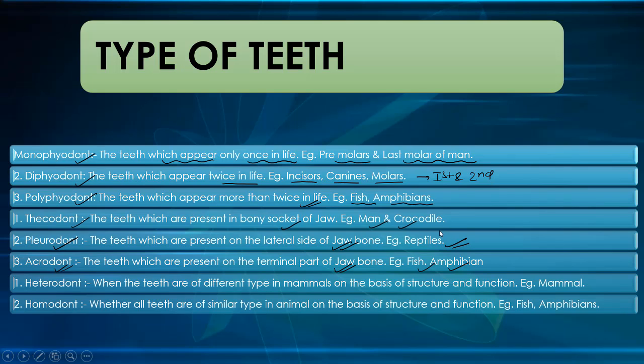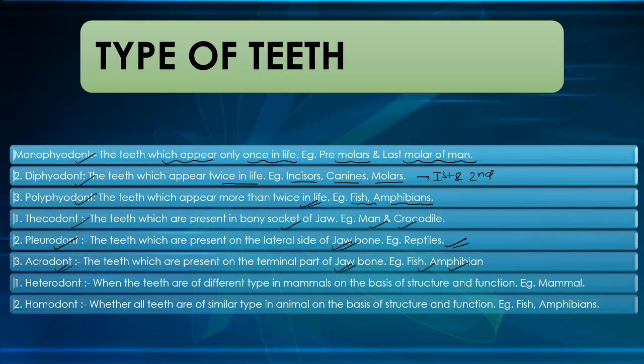Heterodont means different types of teeth in mammals on the basis of structure and function, as we have heterodont dentition. Their structure and function are different. Acrodont is in fish and amphibians, pleurodont in reptiles with teeth on the lateral side of the jawbone, and thecodont teeth are present in the bony socket.